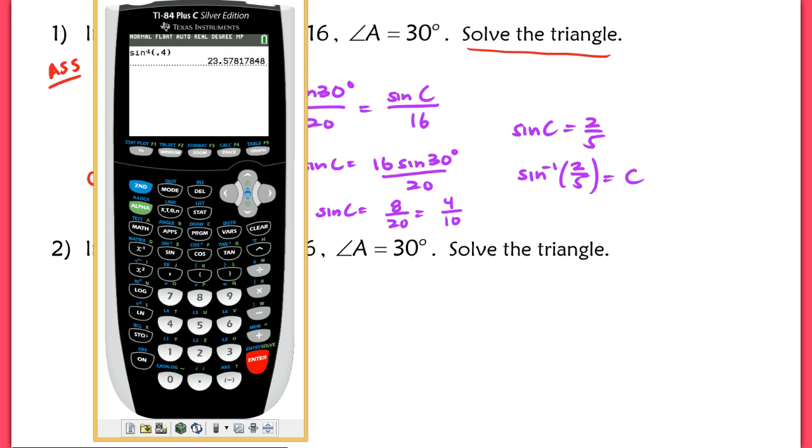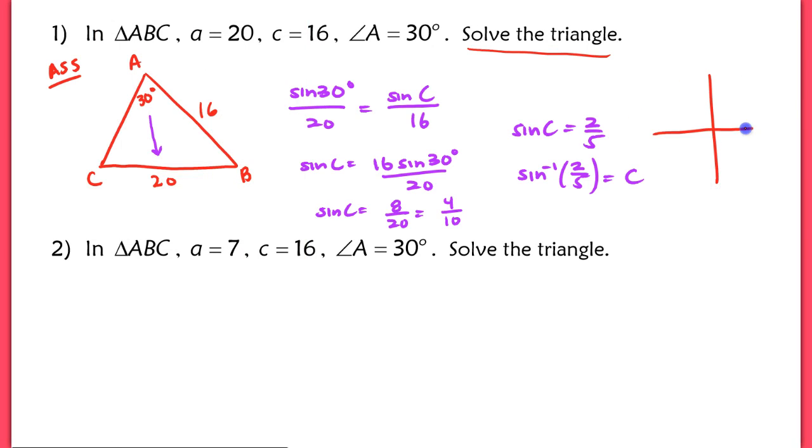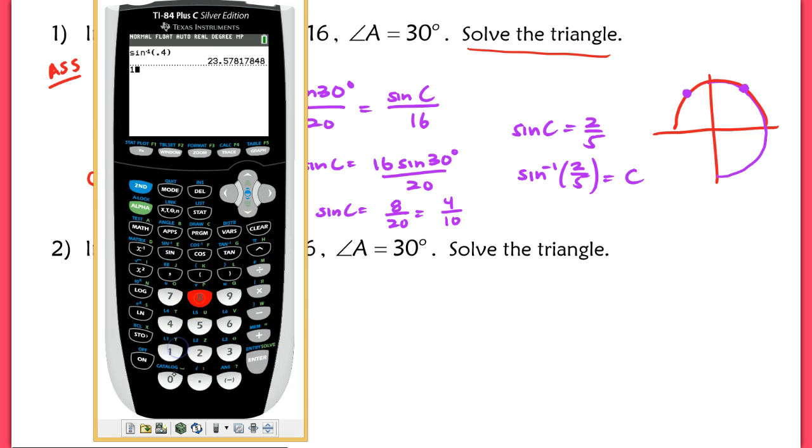Now this is where we have to remember our limitations of using our calculator to solve for theta. Remember, the sine of C is equal to 2/5. It's positive, which means that it could lie anywhere in the first or second quadrant. So C is somewhere in the first or second quadrant. Our calculator, though, is limited: the inverse sine function's range is only from negative pi over 2 to pi over 2. So even though it's giving us this particular solution, there is another one on the other side that we need to get. So what we'll have to do now is take 180 minus that angle, 23.57.